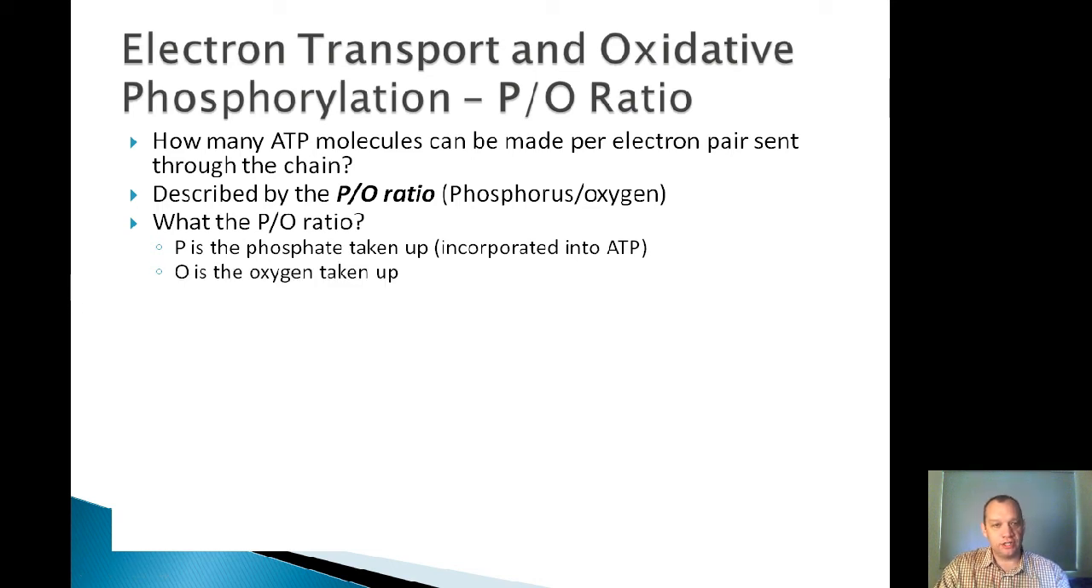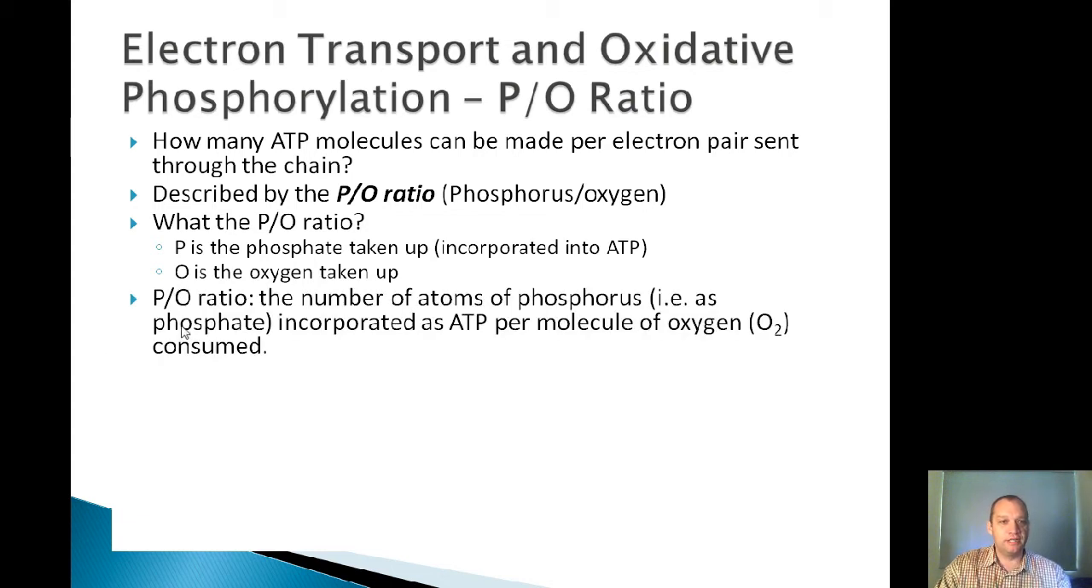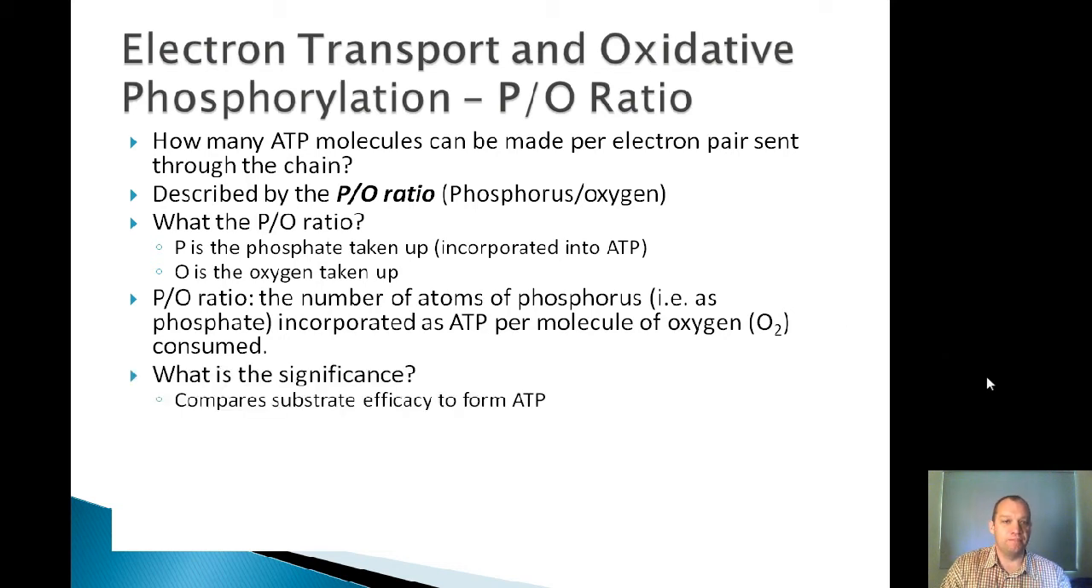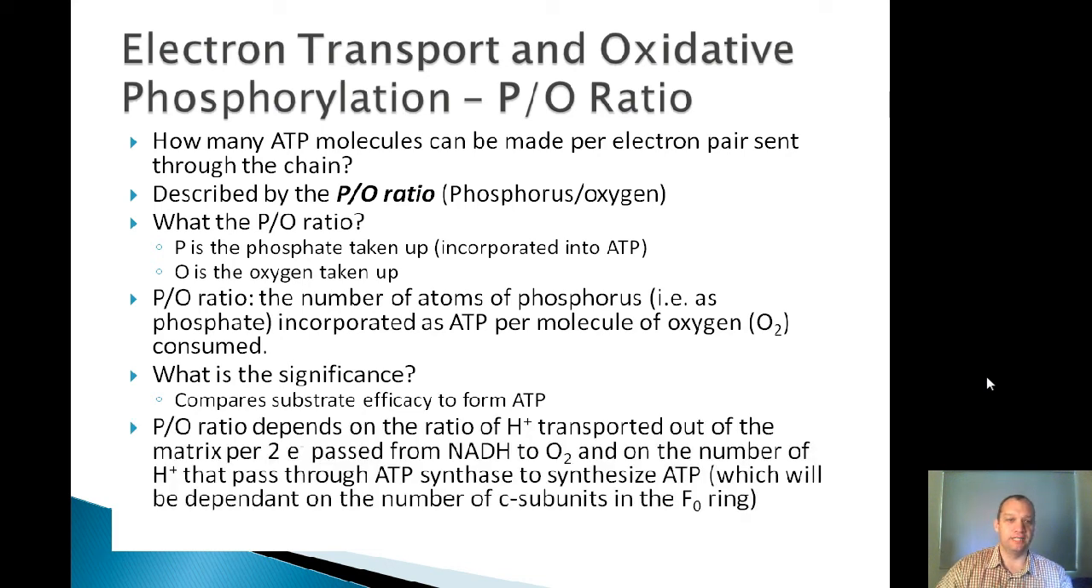The O, of course, is the oxygen taken up as the final electron acceptor on the electron transport chain. So the PO ratio is the number of atoms of phosphorus incorporated as ATP per molecule of oxygen consumed. The significance of this is it allows us to compare substrate efficiency to form ATP. Different substrates will give a different PO ratio, and for the same substrate we also have different PO ratios between different types of organisms. So this gives us an idea of how efficient a specific organism is in forming ATP from a specific substrate.